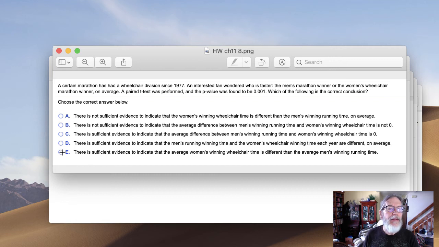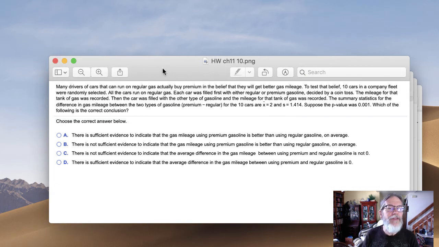All right. I always read the other ones just to make sure I'm not missing something. Because it's paired, that's why it's not E. We're going to find the differences and then average those differences. So yeah, I'm going to go with D. Oh boy, this is a tough one. I've got to do them fast, fast, fast.